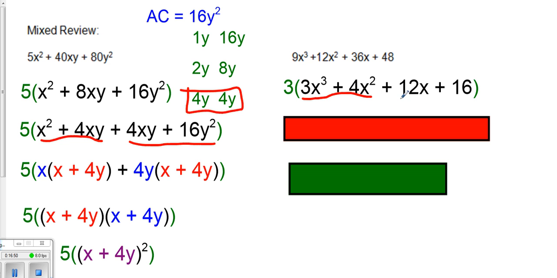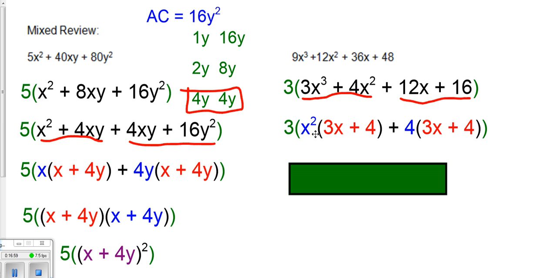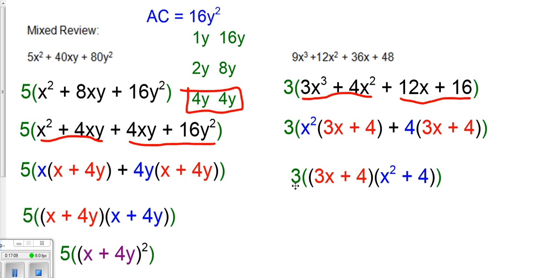On the inside then, we look at our 2 groups, and we factor those each individually. This one we can take an x squared out of, and it leaves 3x plus 4. This one we can take a 4 out of, and it leaves 3x plus 4. So our factor in the end has a 3 on the outside as the greatest common factor, 3x plus 4 as one factor, and x squared plus 4 as the other factor. So these 3 factors, 1, 2, and 3, are the fully factored answer of this expression.